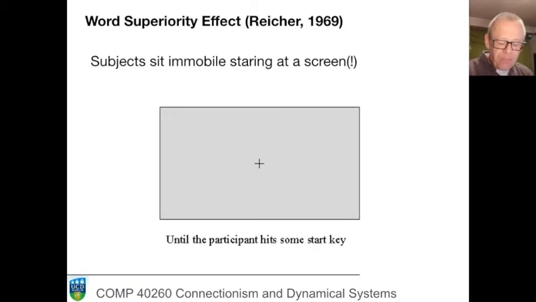To begin with, the subject in an experiment to demonstrate this would be asked into the laboratory, where they would be sat down and faced with a screen. And there in the middle of the screen is a cross. This is called a fixation cross.